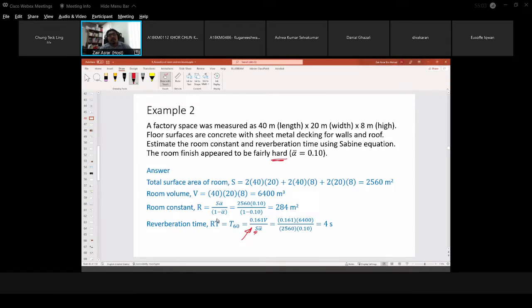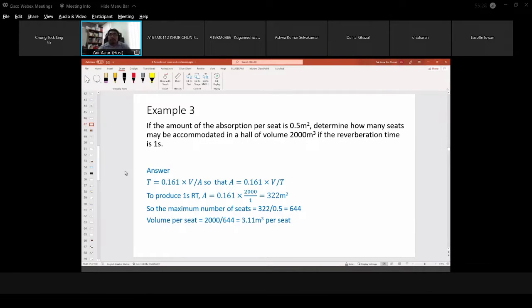And we can also calculate the room constant, which is equal to the total absorption divided by 1 minus the average absorption for this area. So we have a room constant equal to 284 square meters. This is how we use the equation for solving this problem. All right. We can also furnish the area with some seats.